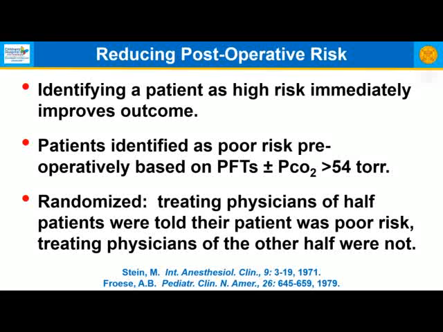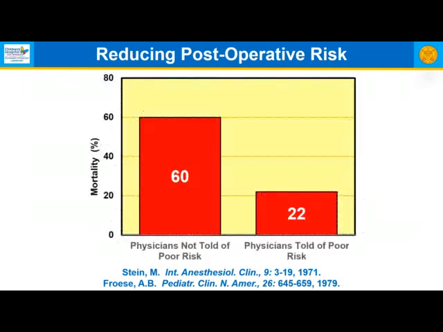This was a study that identified patients as poor risk based on pulmonary function testing and or whether or not they had a PCO2 greater than 54. They were randomized so that the treating physicians of half of the patients were told that their patient was at poor risk, and the treating physicians of the others were not. Okay, so the only difference was they all got PFTs. The treating physician said, listen, your kid is a high risk because of XYZ. The other physicians, nothing was said. And here was the difference.